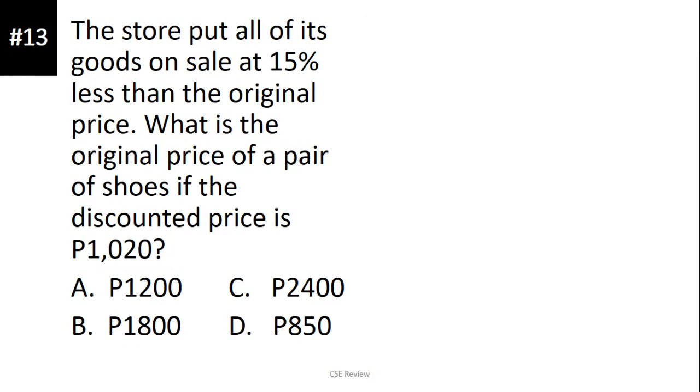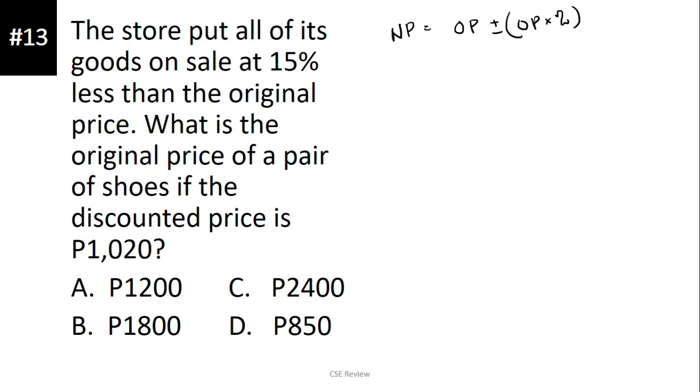13. The store put all of its goods on sale at 15% less than the original price. What is the original price of a pair of shoes if the discounted price is 1,020? Okay, so again, I made a video na on this. You can watch it to learn it if you haven't yet. Ang formula natin is the new price is equal to the original price plus or minus the original price times the percentage. Ito yung traditional method.